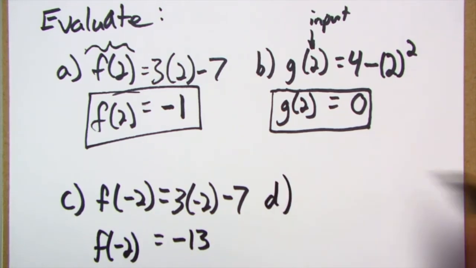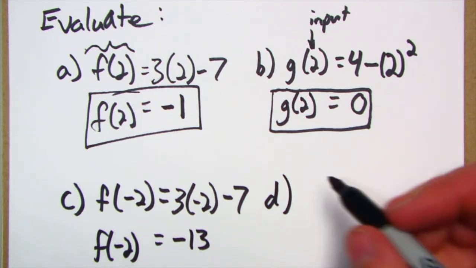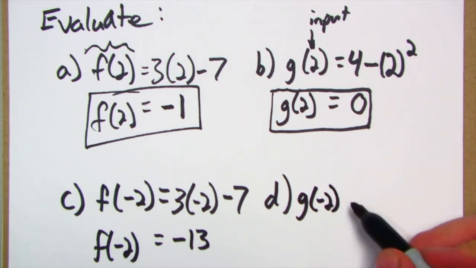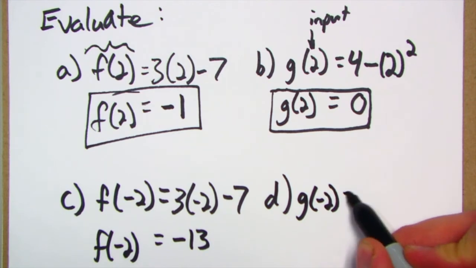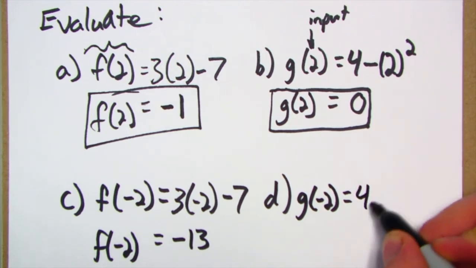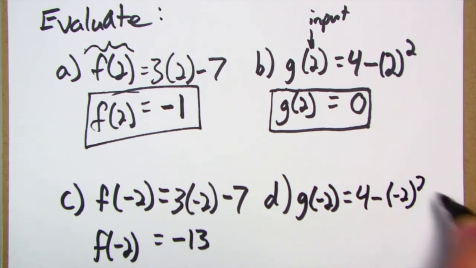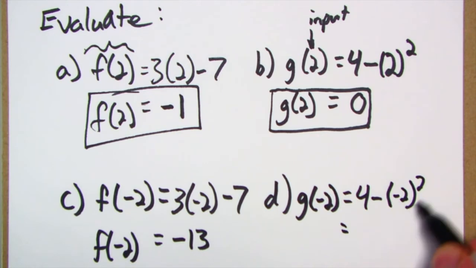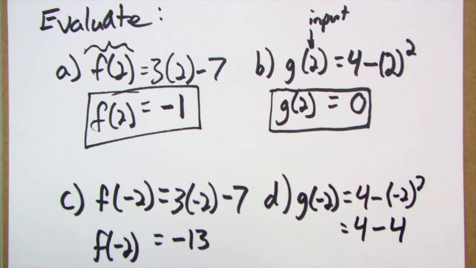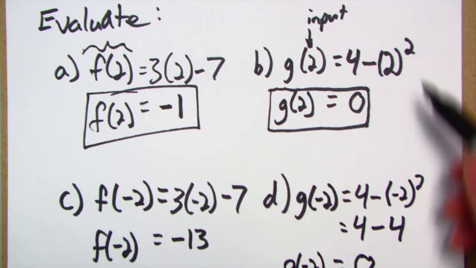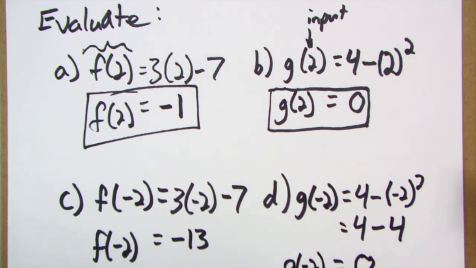All right, so the next one, I want you to try and do this on your own before you continue the video. So I just want you to pause it right now, do g of negative 2. All right, you should find that g of negative 2 is going to be 4 minus negative 2 squared. Notice I put the negative 2 in parentheses. Negative 2 squared is positive 4, which means 4 minus 4 is going to give me 0 again. So for the g function, when I put negative 2 in, I get the same output as if I put positive 2 in. That's kind of interesting.